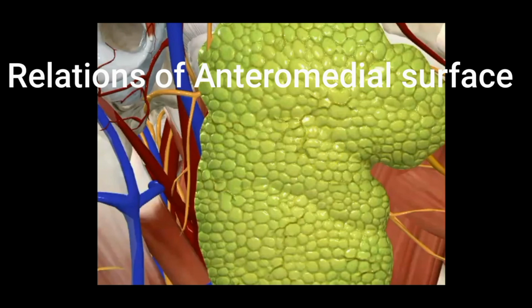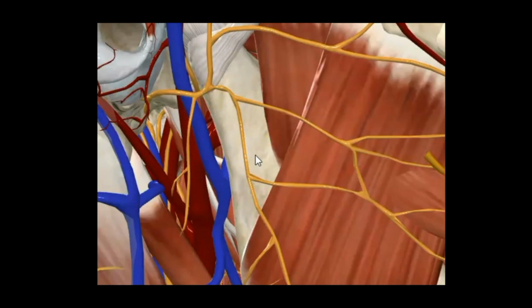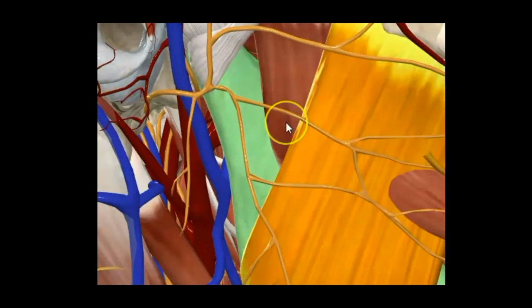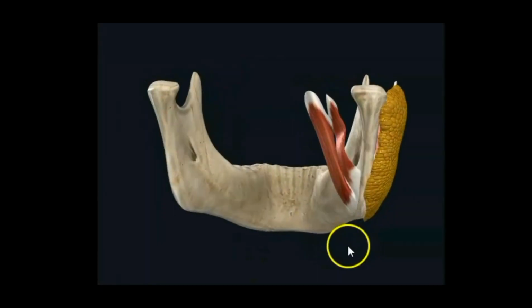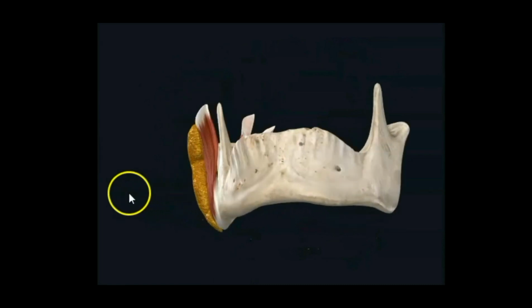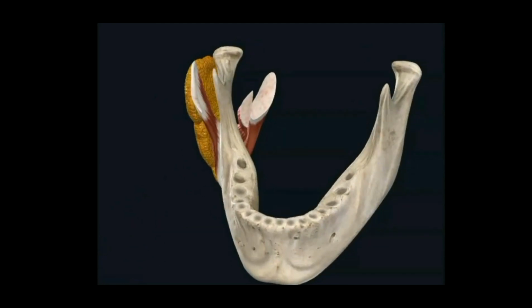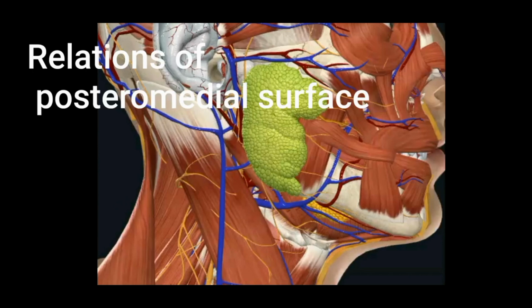And coming to the anteromedial surface, that is the deep surface. Anterior part, remember 3 M's: masseter, mandible and medial pterygoid, from outside to inside. As we have already seen, it is overlapping the masseter, muscle of mastication, and it is related to the ramus of mandible. The outside surface of the ramus gives attachment to masseter, the inside surface gives attachment to medial pterygoid. You can see 3 M's there, and if you turn it anteriorly, you can see the masseter, ramus of the mandible and medial pterygoid. M, masseter, mandible, medial pterygoid. These are the relations of the anteromedial surface.